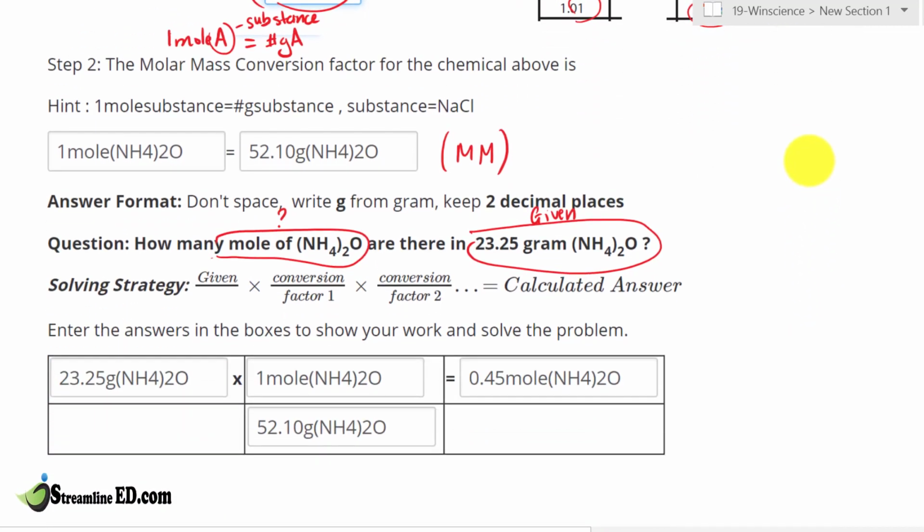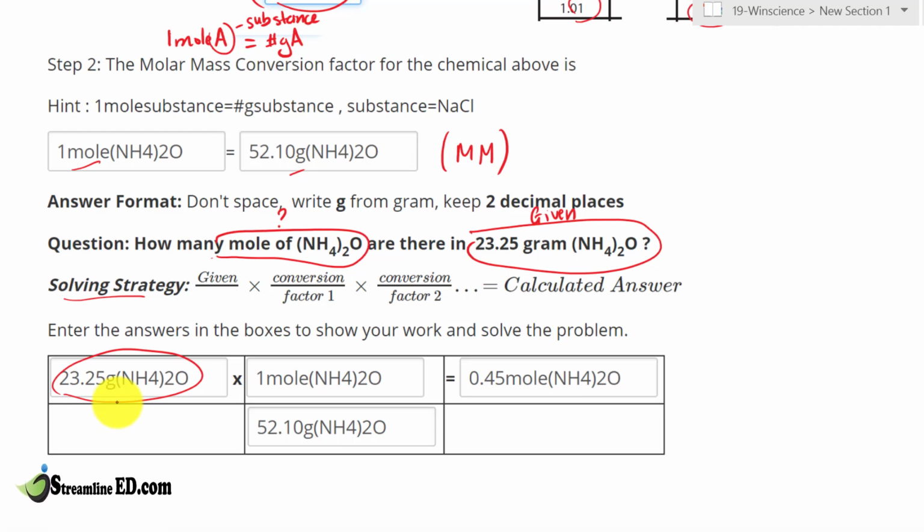Now let's look at this problem. We're using the same solving strategy. We have our given, which is in this case 23.25 grams of ammonium oxide. We always start with the given, times our conversion factor, and in this case we are lucky we have a conversion factor that has mole and grams. So we just have to multiply by that one conversion factor. And notice how this is now grams of ammonium oxide. If we multiply our conversion factors, we have two options, the mole or the grams go on the bottom. In this case, we want to solve for moles of ammonium oxide, so we're going to put the grams on the bottom.